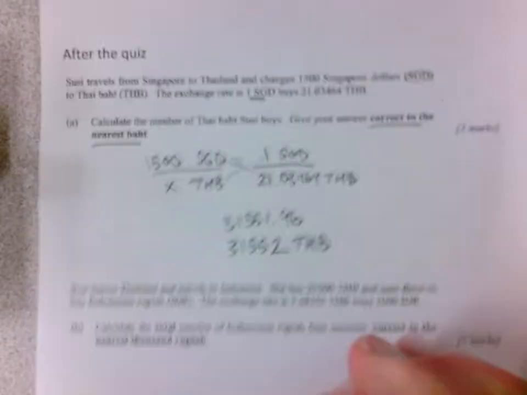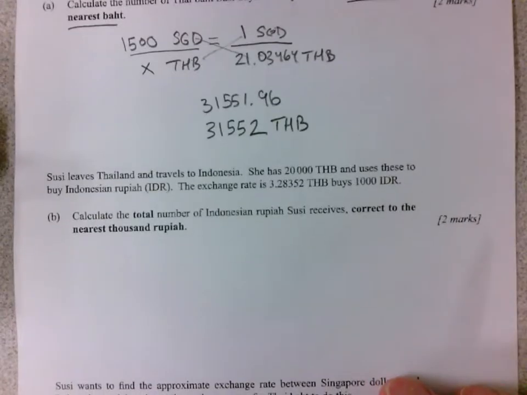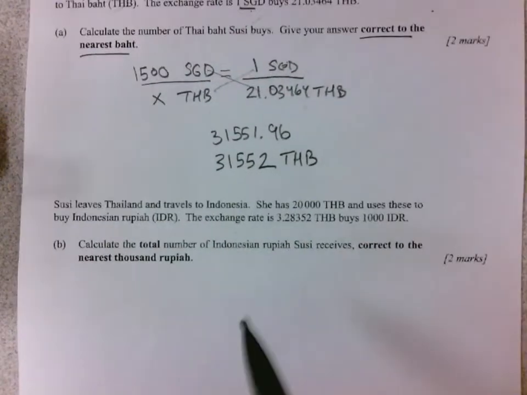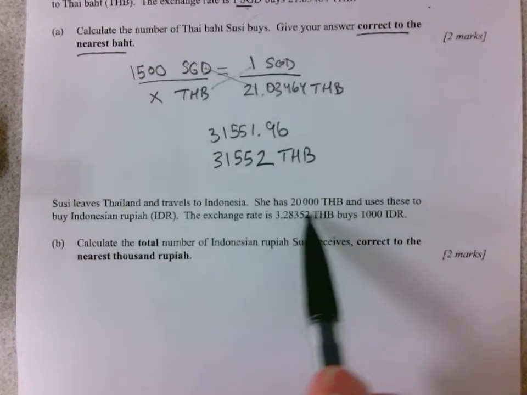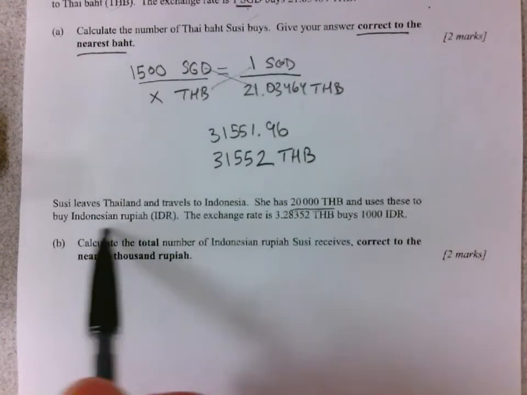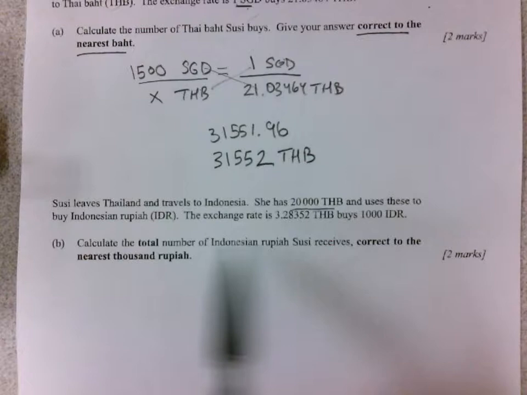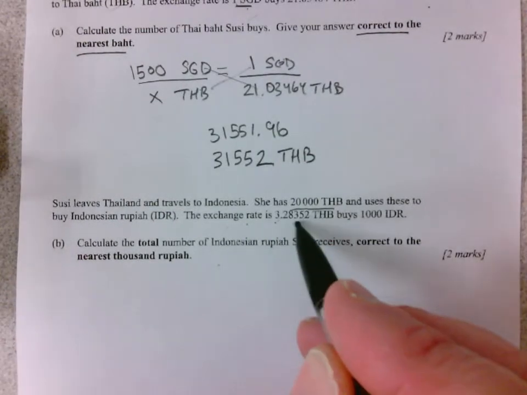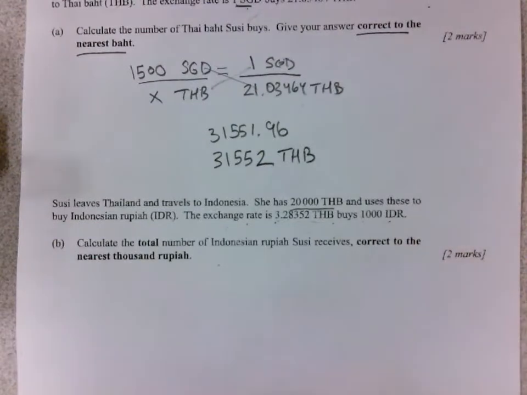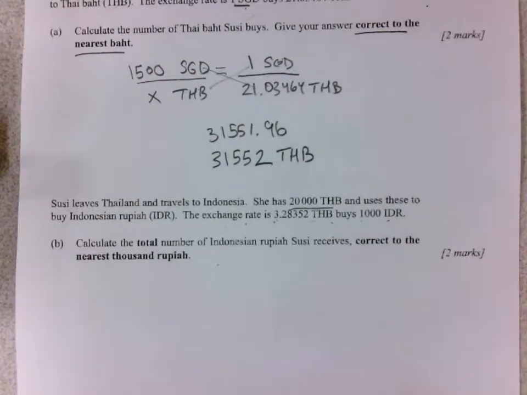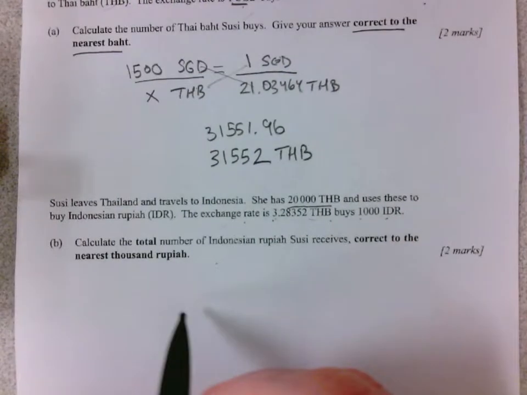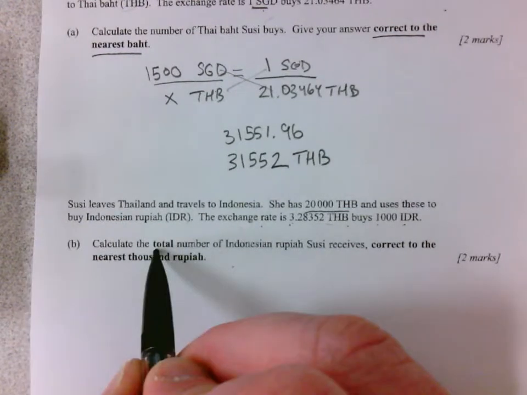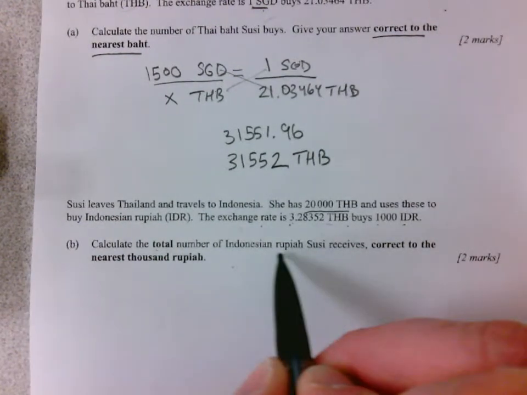Susie leaves Thailand and travels to Indonesia. She has 20,000 Thai baht and uses these to buy Indonesian rupiah. The exchange rate is 3.28352 buys 1,000. So that's my fraction. That's what I can use for my values. Calculate the total number of rupees she receives, to the nearest 1,000.